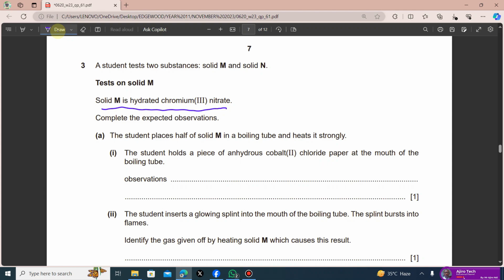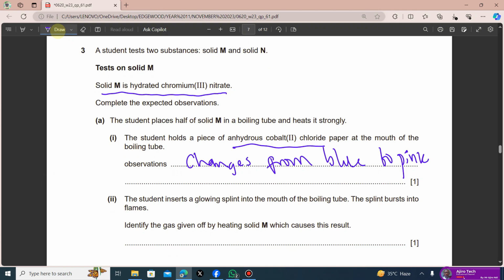All right. Now, remember that while heating, what goes up is water, because it's a hydrated solid. In such a case, if water goes out and you take cobalt(II) chloride paper, which happens to be blue, it simply changes because of the presence of water, because this is used to test for water. So the observation is that it changes from blue to pink. And that should tell you that what is given off is simply water, and it confirms that it's a hydrated solid.